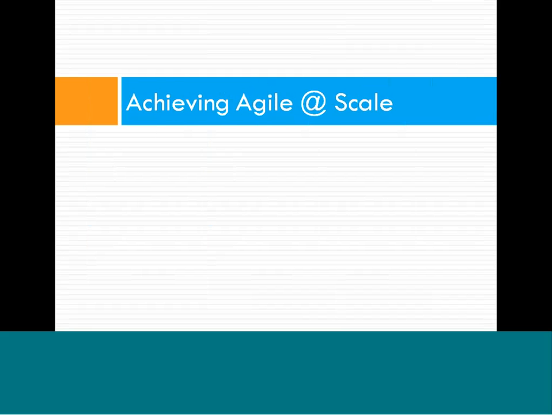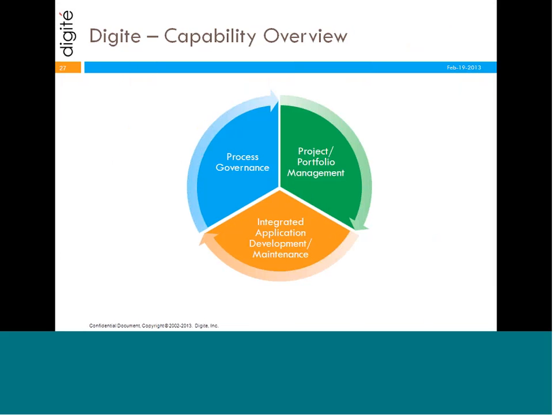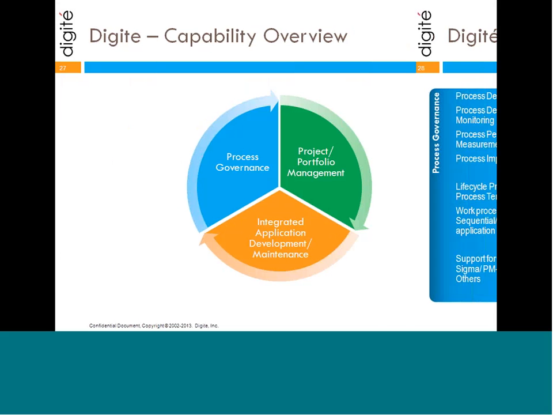So with that, let's take a look at what SwiftSync from Digité can provide. And so for that, let's do a quick introduction to what Digité itself is all about. Digité has traditionally been a full-fledged ALM system which combines three main capabilities: process governance, project portfolio management, and integrated application development and maintenance. It is a full suite of capability that provides full coverage to enterprises managing all aspects of the application lifecycle management.